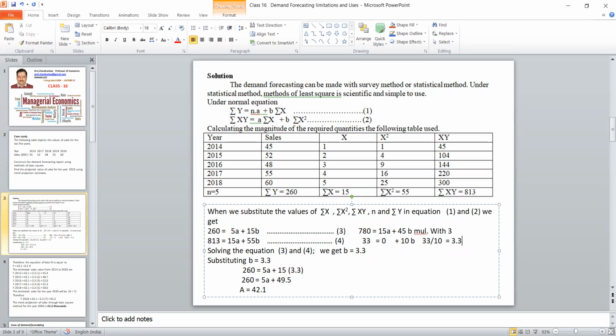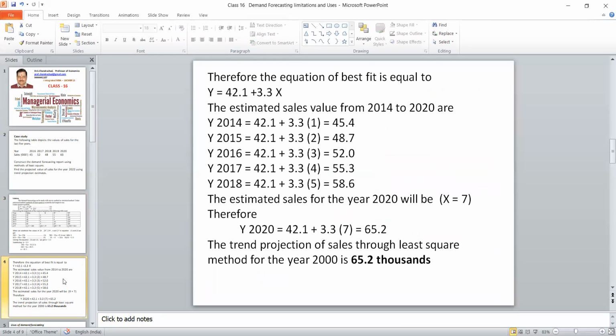Then suppose you want to calculate A, transferring that 49.5 to the left hand side and solve it. Finally, we can get the value A equal to 42.1. Now B value is 3.3, A value is 42.1. So we solved this particular problem. We have calculated the autonomous consumption, and we have the coefficient also calculated. Now based on these two values, A equal to 42.1 and B equal to 3.3, we are substituting now.